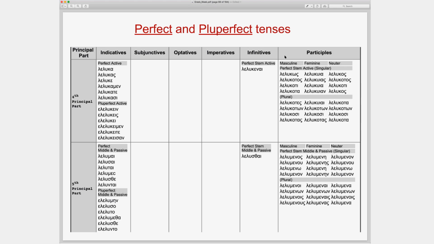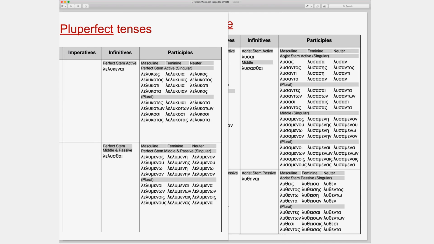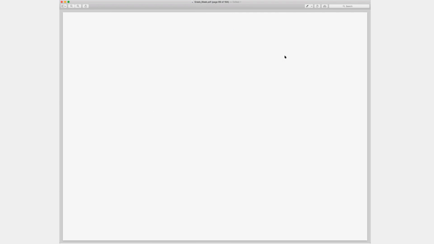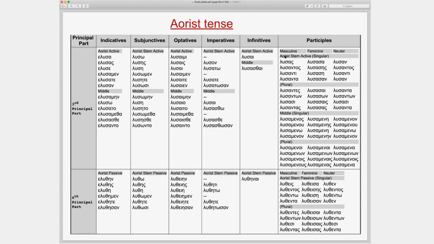Okay, and the pluperfect is like the past perfect in English, meaning it was completed in past time. Not recently, not now completed, but completed in the past. Okay. And then notice, in the last, well, let me not jump ahead. Here's the aorist tense.